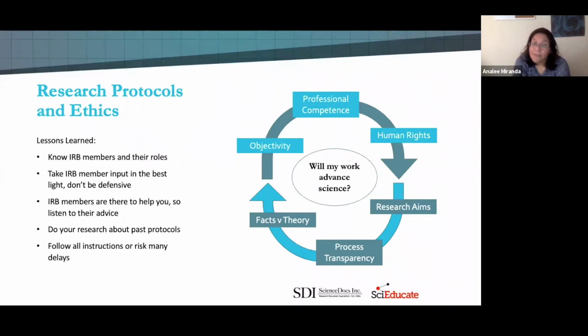Also, do your research about past protocols, especially when you're dealing with interdisciplinary work, but even when you're not, because there might be other research scientists who have tried to work through protocols that maybe didn't meet basic qualifications like sample size. By contacting them, you never know, you might be able to work out together a protocol where sample size determination is allowed. And you want to make sure that you follow all instructions the IRB board suggests. Otherwise, you're going to risk a lot of delays, and nobody wants that.